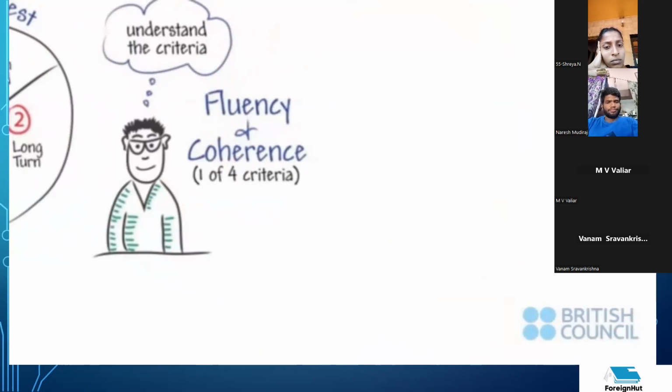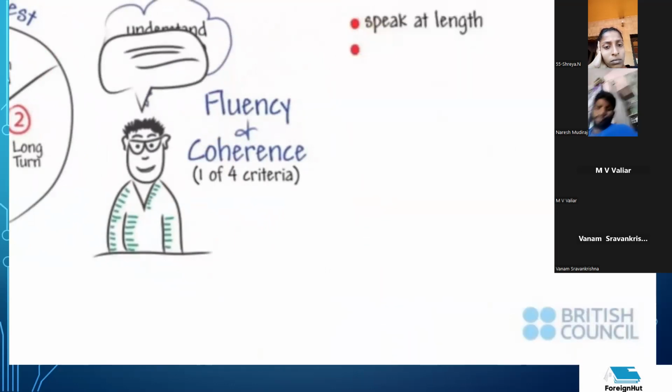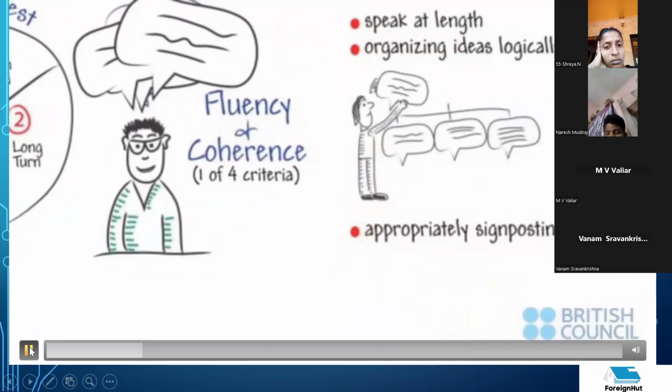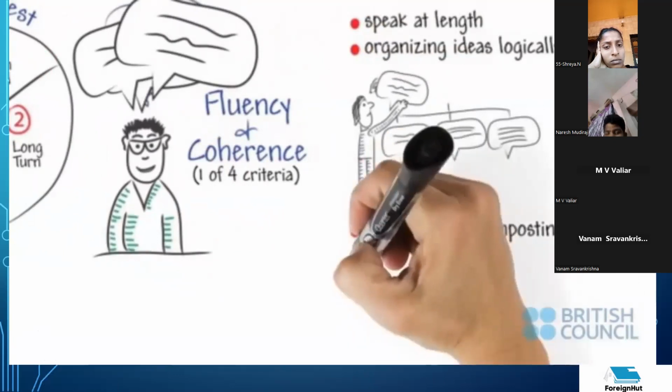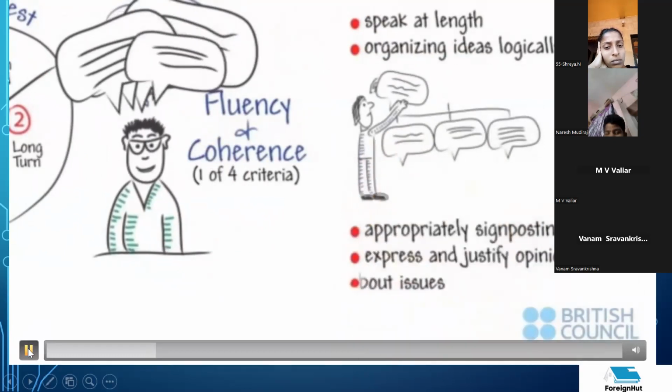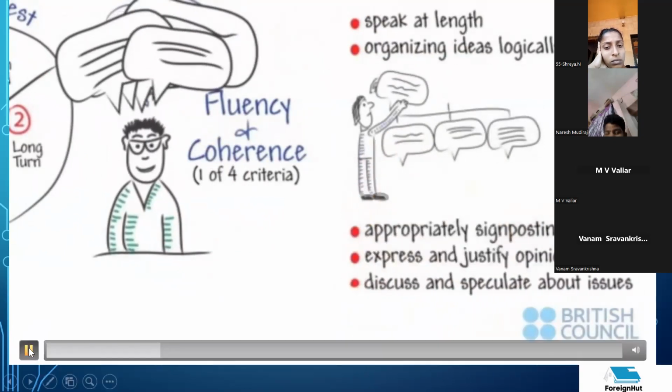Fluency and coherence refer to your ability to speak at length, including organizing ideas logically and appropriately signposting. It also refers to your ability to express and justify opinions and to discuss and speculate about issues without long pauses.